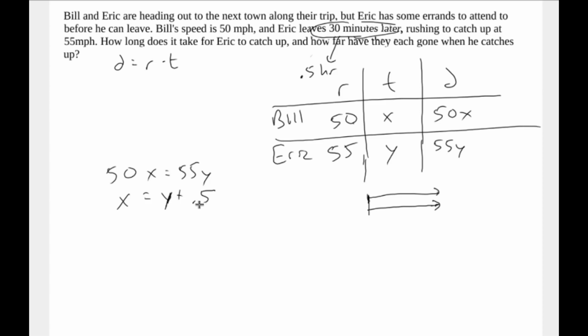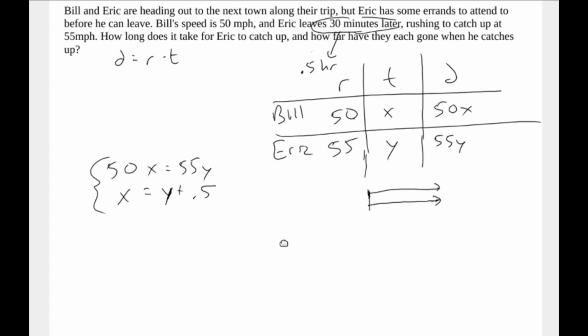It just makes my life a little easier, not having to deal with subtraction. So whatever the time Bill has been traveling is, I can find that by figuring out how long Eric is traveling and adding a half hour to that. So that's what this equation is saying. Okay, so I've set up my system of equations.